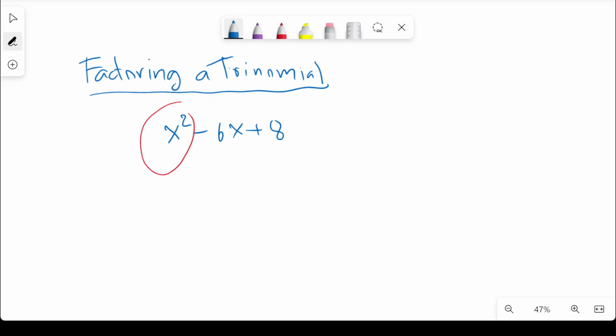Okay, for this example, since the coefficient of the leading term is 1, we can use the same technique as the last example. We look at the last term, which is plus 8, and we find all pairs of two numbers whose product is plus 8. What do we have? Okay, I'm going to write them down here. This column I call product.